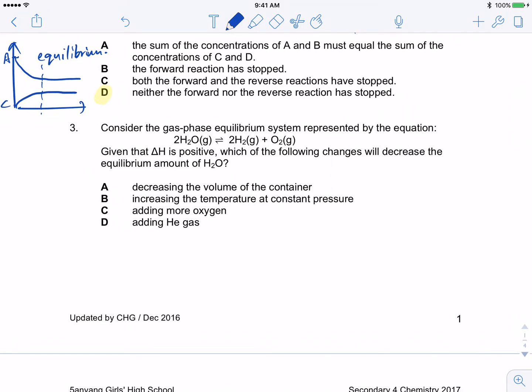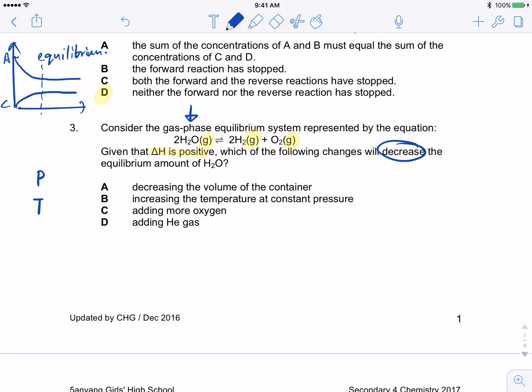Question 3. Consider the gas phase equilibrium given that delta H is positive. So we know a few pieces of information. We know that these are gas. So a possible factor is pressure. And then delta H is positive. So another factor is temperature. Now, if delta H is positive, which of the following changes will decrease?